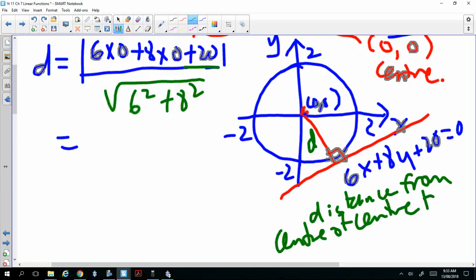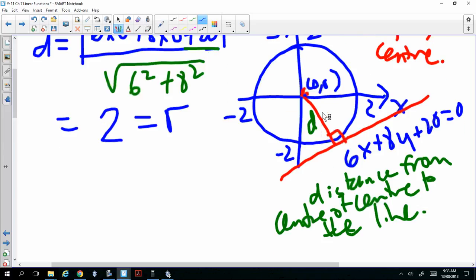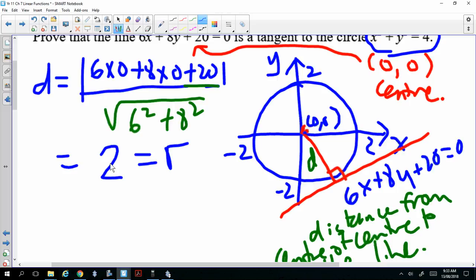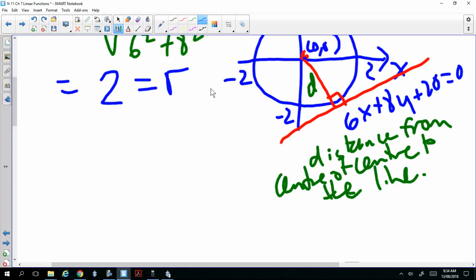Alright, what answer did you get? 2. And this is the same as the radius. When the distance is the same as the radius, we can be sure it must touch the line at one point. But how do you know it's going to be 2 until you calculate it? Well, you have to prove it. So you have to show it's a tangent. So you say, therefore, the line is a tangent. Does that make sense?